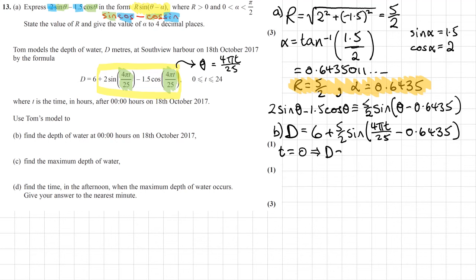So the depth is going to be 6 plus 5 over 2 times the sine of, right, so if t is 0, all of that becomes 0, so it's just a sine of negative 0.6435. Let's see what that gives us. And I basically get 4.5 meters. There's like another 4 zeros after that, so rounding it doesn't really make any difference because the number is 0, so 4.5 meters.